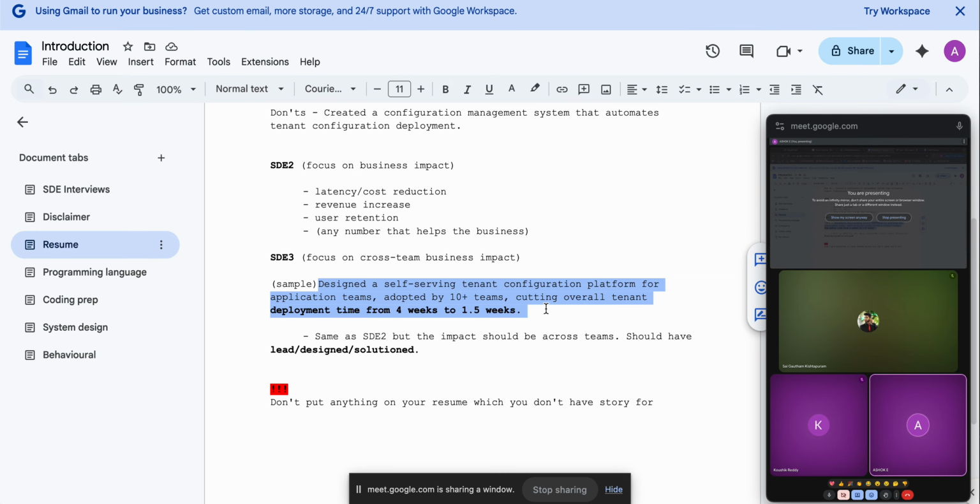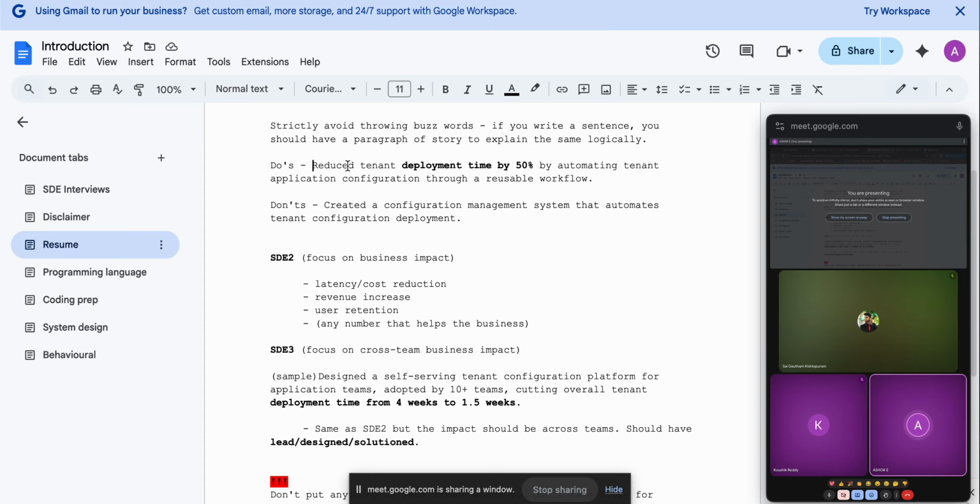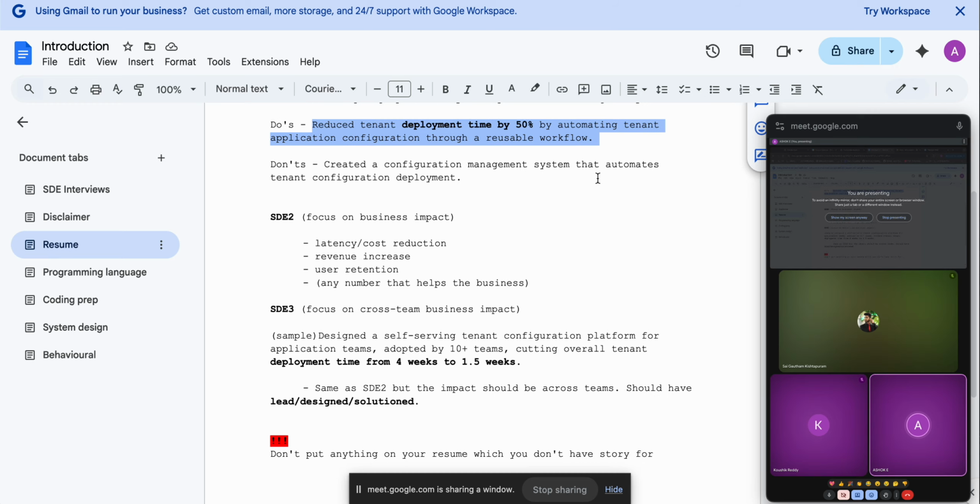You can read this. Designed a self-serve tenant configuration platform for application teams, adopted by 10 plus teams, cutting overall tenant deployment time from 4 weeks to 1.5 weeks. So same problem, same solution, but the approach differs, right? SDE2 worked on the actual implementation of the solution, and then reduced the deployment time by 50%.